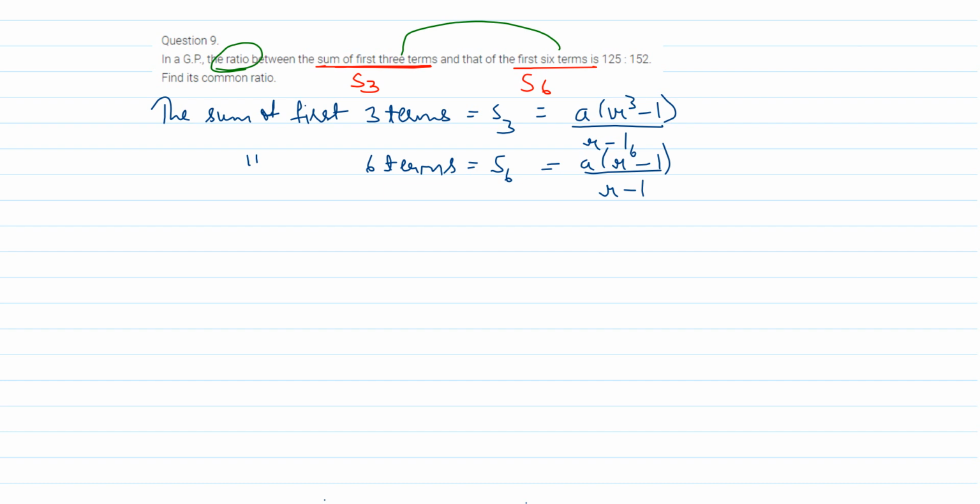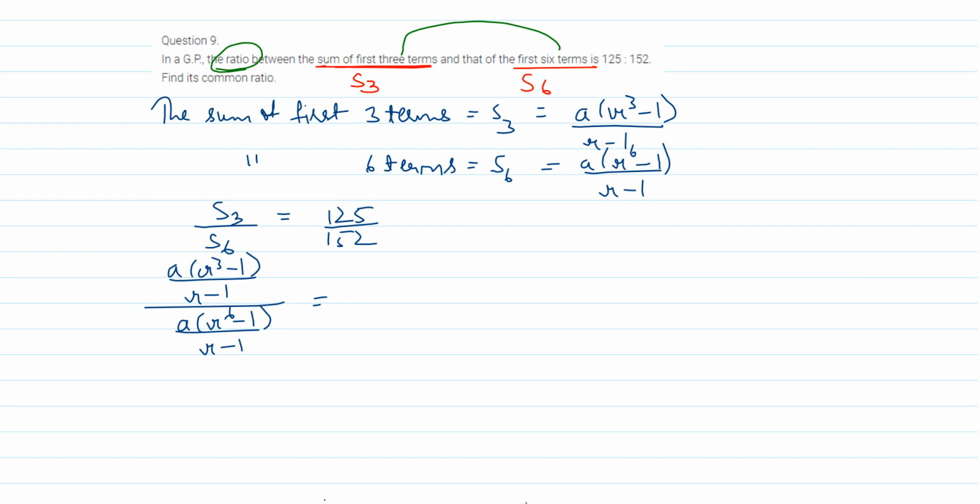So S3 upon S6 is equal to 125 upon 152. So what is S3? It is A into r cube minus 1 upon r minus 1, upon A into r to the 6 minus 1 upon r minus 1, is equal to 125 upon 152. Okay, so this gets reduced. What remains is r cube minus 1 upon r raised to 6 minus 1 is equal to 125 upon 152.